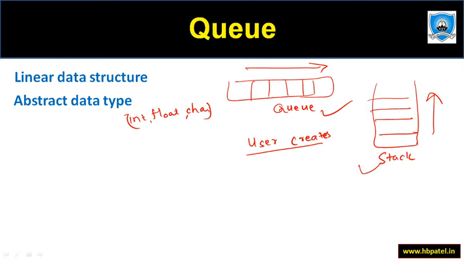Then the third point is it is an ordered list. Ordered means the sequence is very important. Supposing 10 comes first, so 10 will go out first. Then if 20 comes after 10, 20 will go out after 10. So this ordering is very important. In the case of stack also it was important, because if 10 is pushed first, it will go out last.